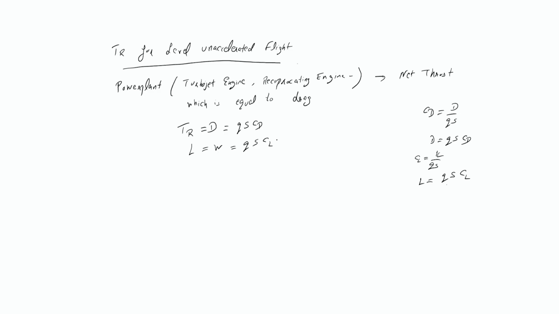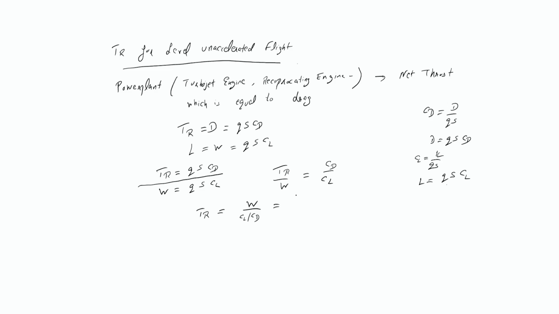So normally we write it this way: thrust required equals QS CD, and W equals QS CL. We just divide these equations. So what we get is thrust required by W equals CD upon CL. And what will be the thrust required given the weight? The thrust required will be W upon CL by CD.